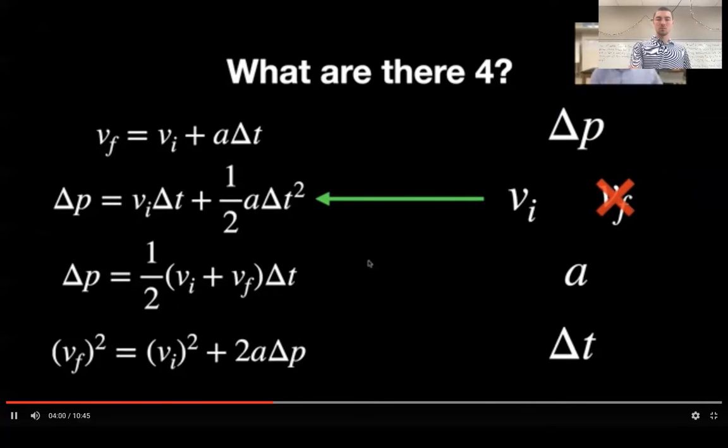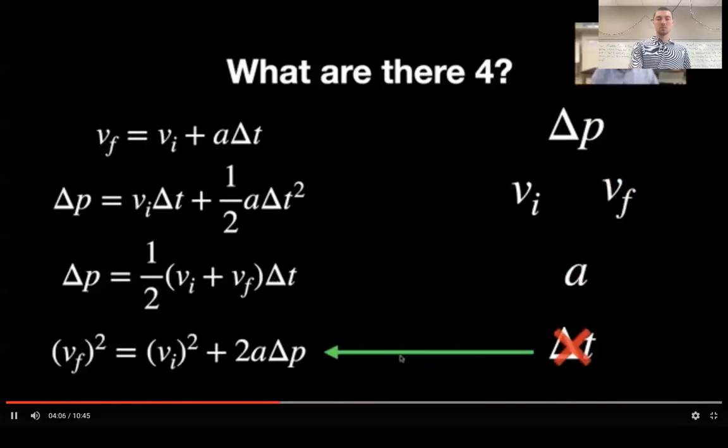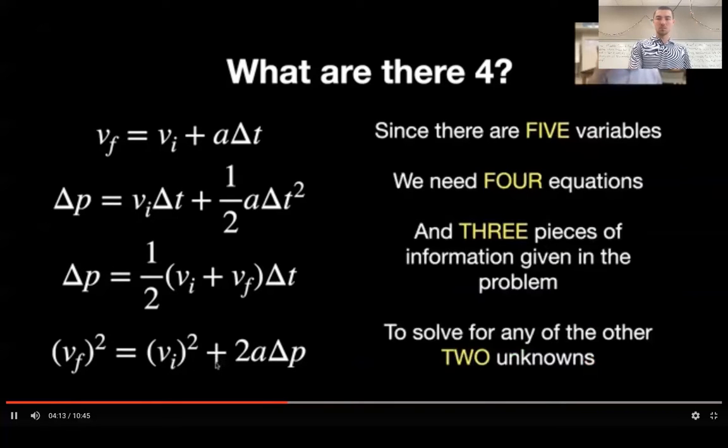So hopefully you're seeing the pattern at this point. If I don't give you acceleration, you can use this third formula to solve for the other variables. And if I don't give you change in time, you can use this fourth formula to solve for the other variables. So to put it a different way, since there are 5 variables involved in constant acceleration problems, we need 4 equations so that if I give you 3 pieces of information, you can solve for any of the other 2 unknowns. So that's why there are 4 equations for constant acceleration.